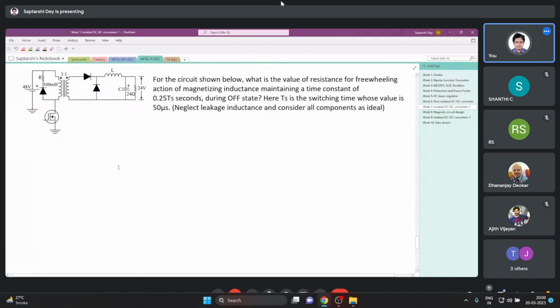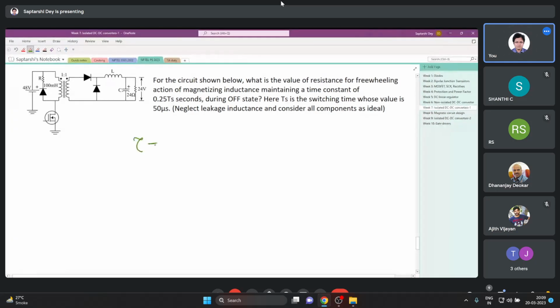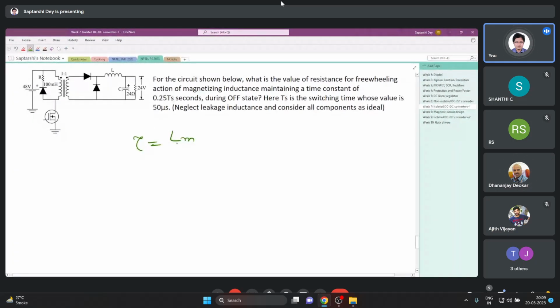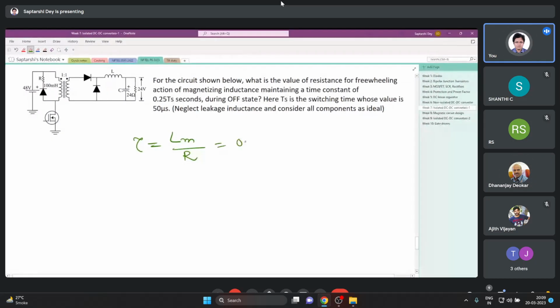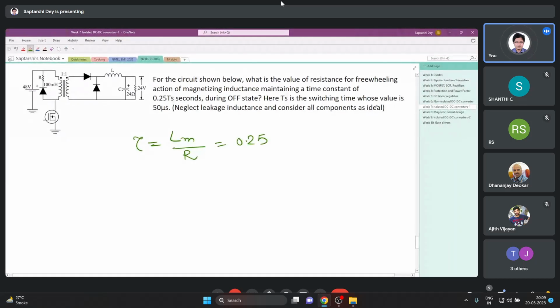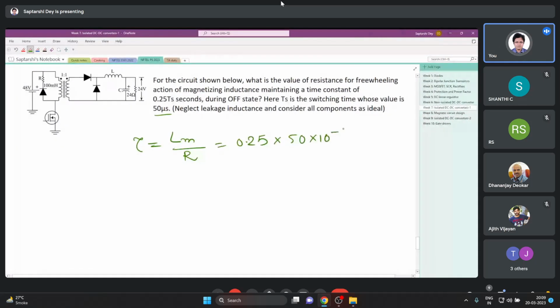Okay, we'll look at this question. What converter is this? This is forward. Forward converter with lossy reset circuit. Value of resistance for freewheeling action of magnetizing inductance, maintaining a time constant during off state. So time constant is nothing but LM, magnetizing inductance, by R, whatever R we have here. And they are saying it is 0.25 times TS. What is the frequency? Switching time, they have directly given. So this times 50 times 10 to the minus 6.